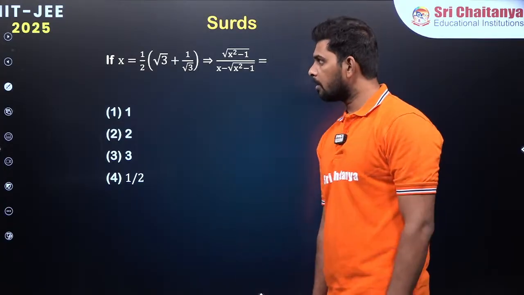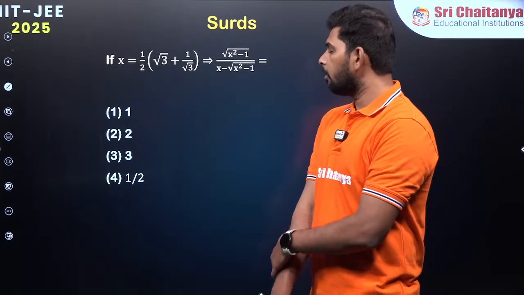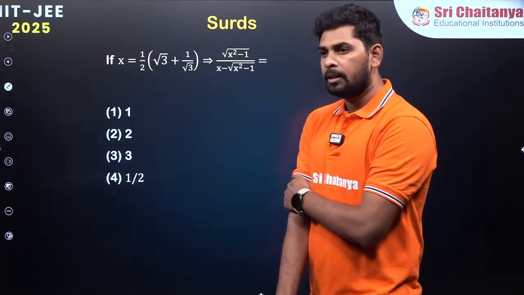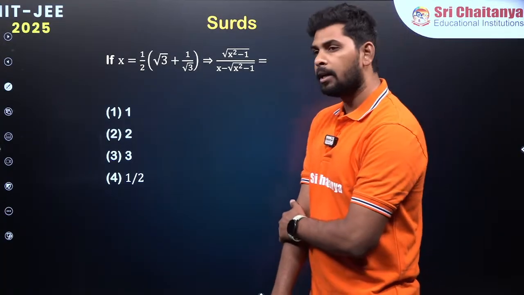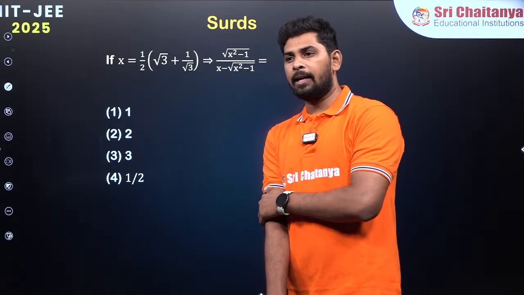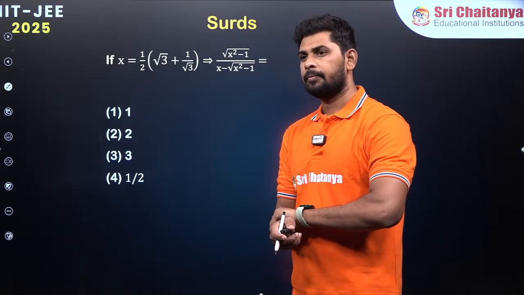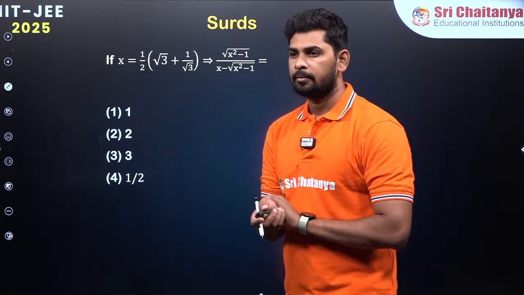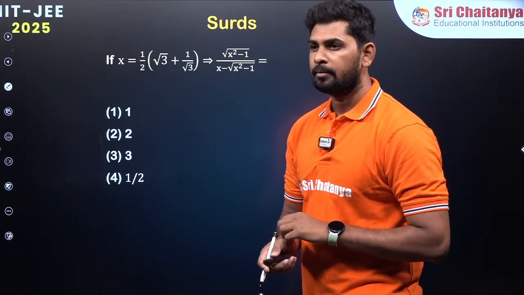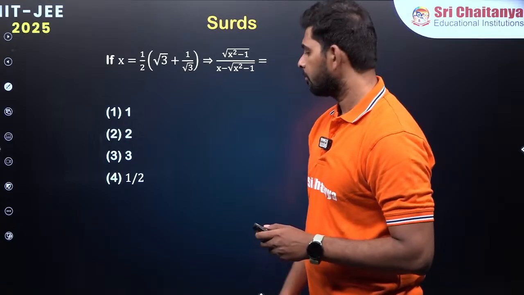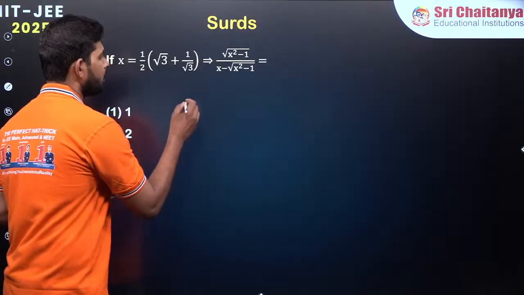Work on this question. X is equals to, you have a bigger number here, half times root 3 plus 1 by root 3, and we need to find square root of x square minus 1. Somebody is getting 2, somebody is getting, okay, this 4 you have done with that already. Very nice. Nice, 1 you are getting. Let us see. Some of you are getting 1. Let us see what we are going to get for this one.